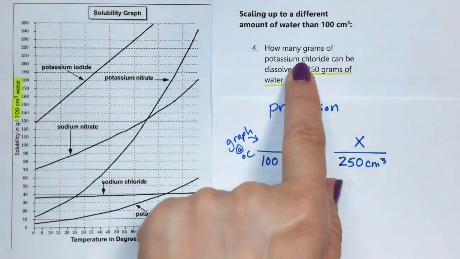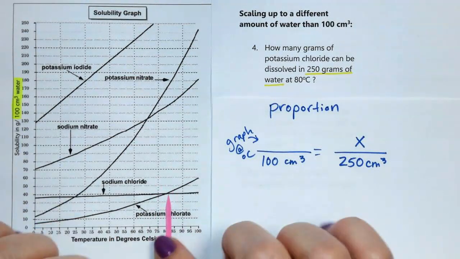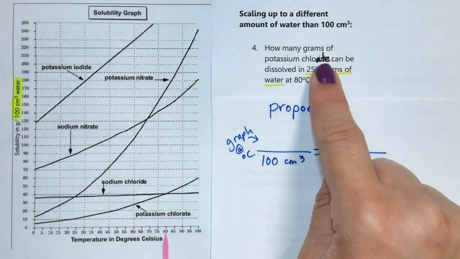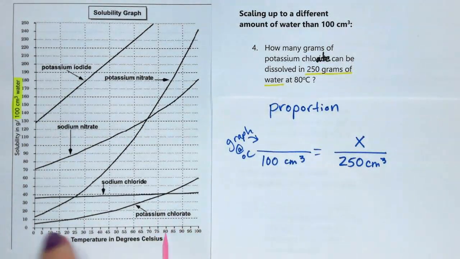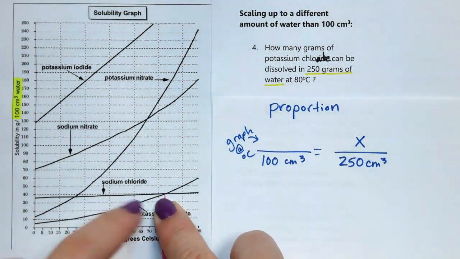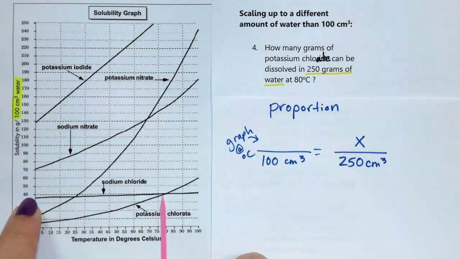So the question is for potassium chlorate at 80 degrees. So we'll look at our 80 degrees, which is here, and we're going to go up to potassium chlorate, which is this curve right here. At 80 degrees, when you go to the potassium chlorate curve, we land there, which is going to be 40 grams. So it'll take 40 grams of potassium chlorate at 80 degrees to have a saturated solution.